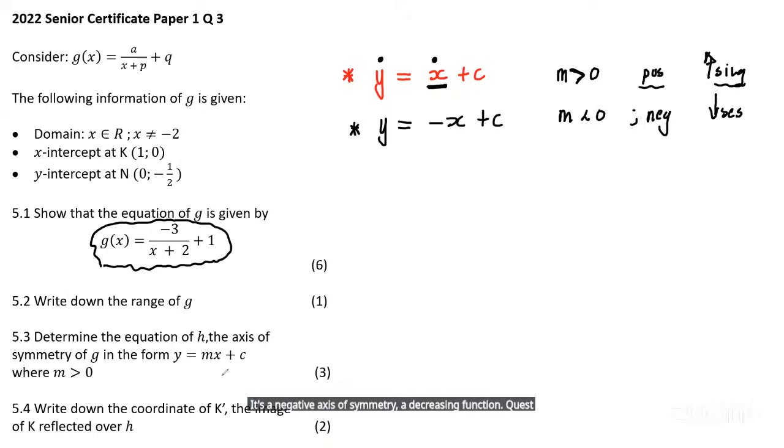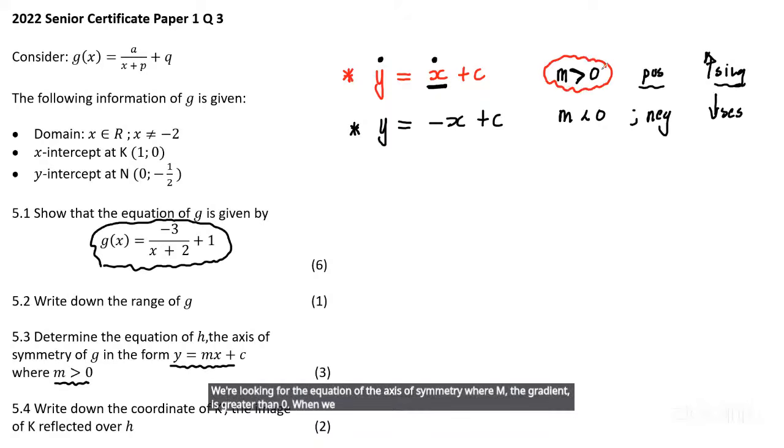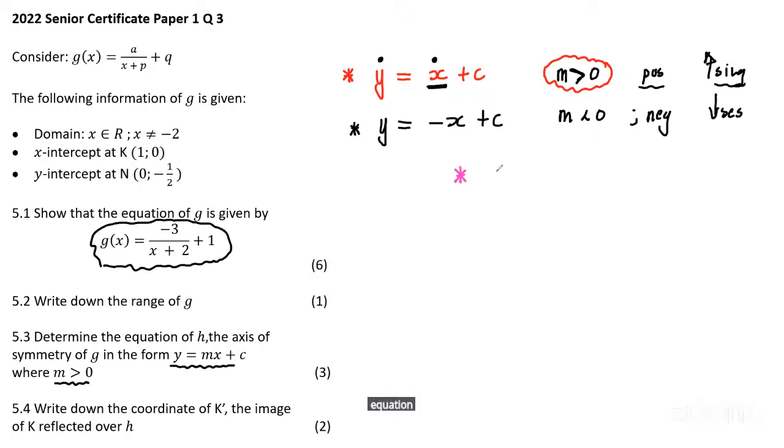The question says we're looking for the equation of the axis of symmetry where m, the gradient, is greater than 0, when we are positive. We are looking for that equation. y is x plus c. I'm going to use this one. m is greater than 0. The coefficient of x is a positive 1. It's a positive increasing axis of symmetry.